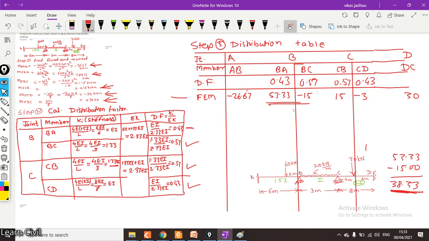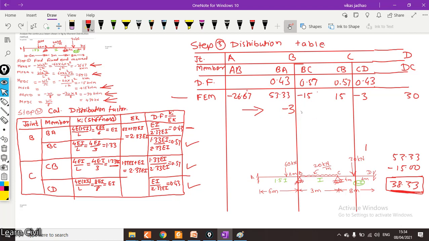So what we have to do is balance that moment. Balancing means that if we have a positive 38.33 kilonewton meter unbalanced moment here, then we have to apply minus 38.33 kilonewton meter moment, and then distribute this minus 38.33 kilonewton meter moment among BA and BC in proportion of their distribution factors.